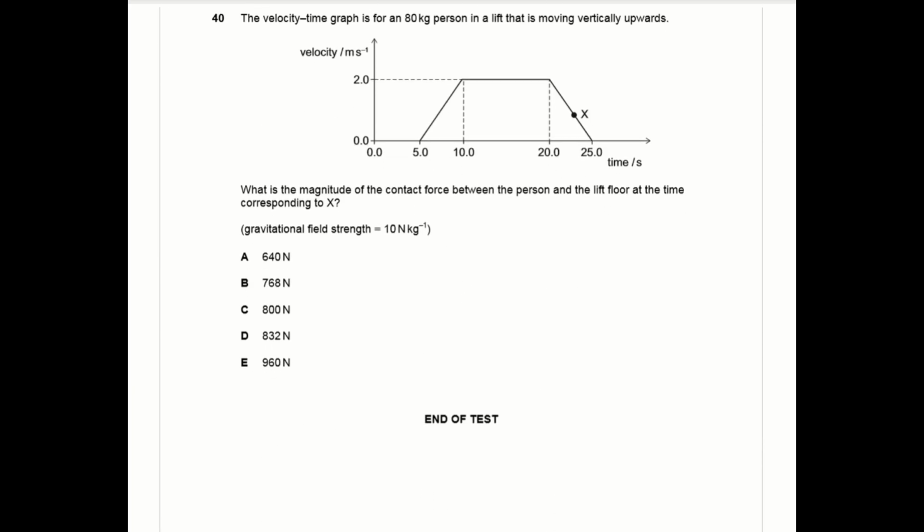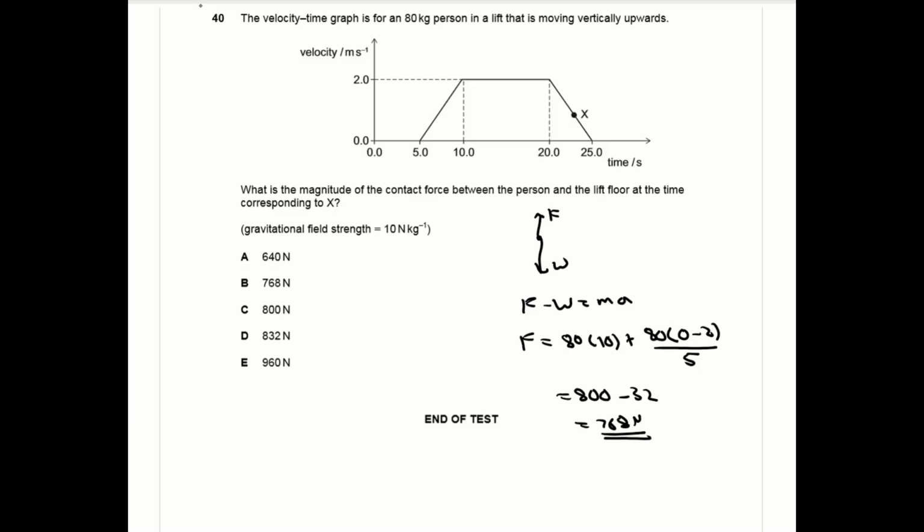So this is question 40, which is the last question on the test, and it's easiest to start off by drawing a free body diagram, which you can use to conclude that the normal contact force minus the weight of the person is equal to ma from Newton's second law. You can work out the acceleration using the gradient of the velocity-time graph, which comes out as 0 minus 2 over 5, which gives you the force as 800 minus 32, which is 768 newtons.